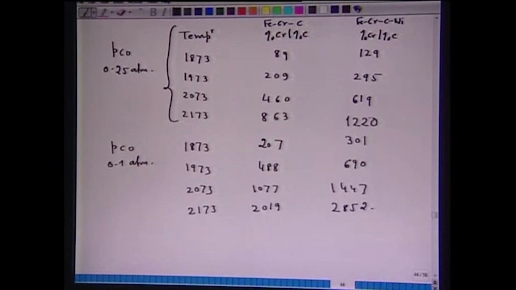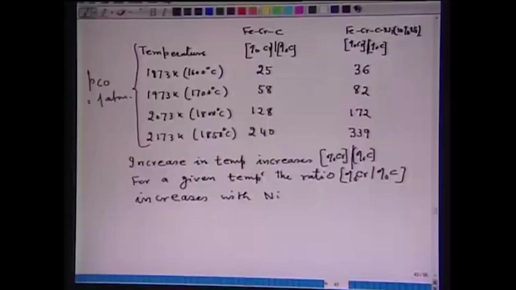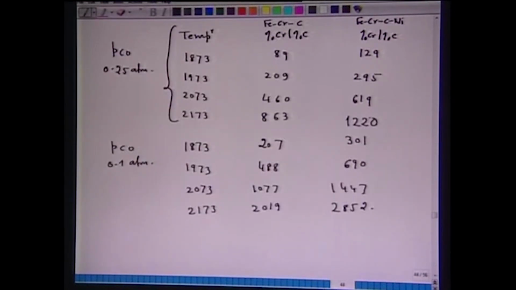This calculation indicates that if we reduce the partial pressure of carbon monoxide, then the ratio of percent chromium upon percentage carbon increases drastically. If I take PCO equal to 1 atmosphere at 2073 Kelvin, the ratio is 128. The same ratio becomes 460 when PCO is 0.25 atmosphere, and the same ratio becomes 1077 when PCO is equal to 1 atmosphere.